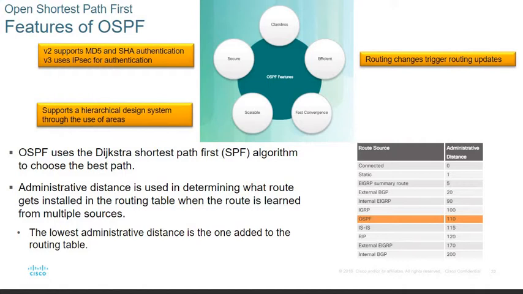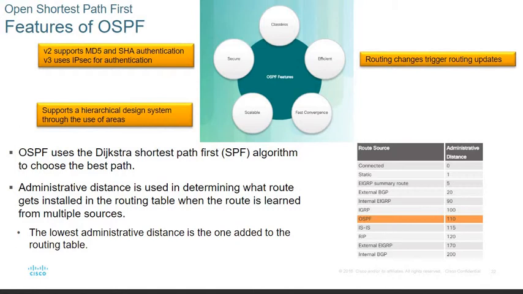OSPF uses the Dijkstra Shortest Path First (SPF) algorithm to choose the best path. Administrative distance is used in determining what route gets installed in the routing table when the route is learned from multiple sources. The lowest administrative distance is the one added to the routing table.